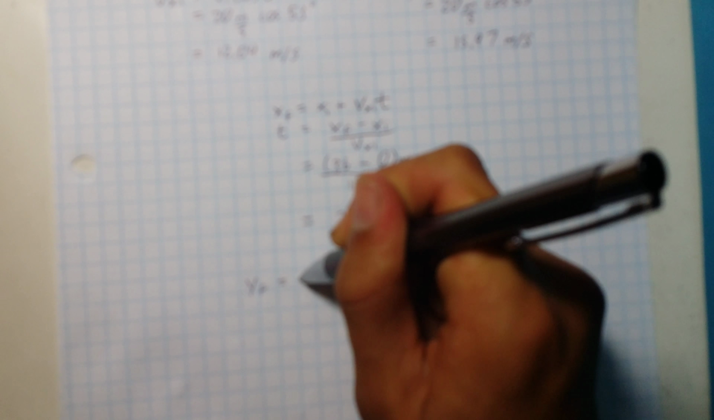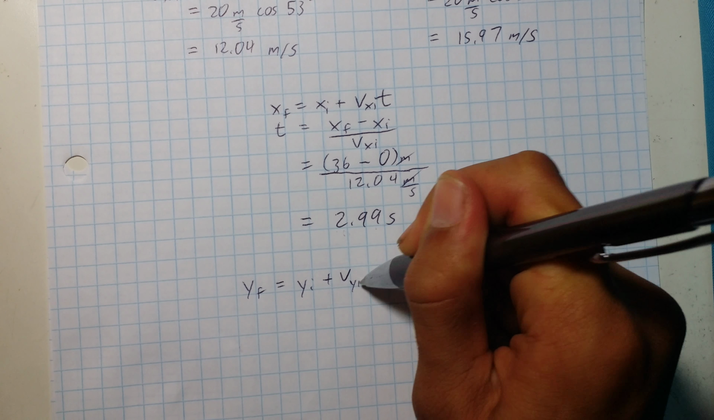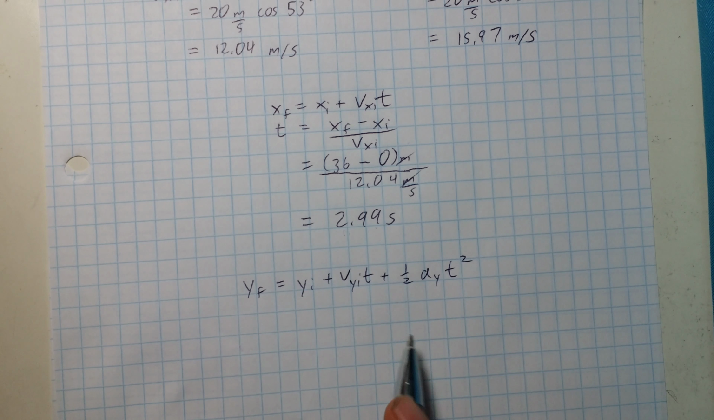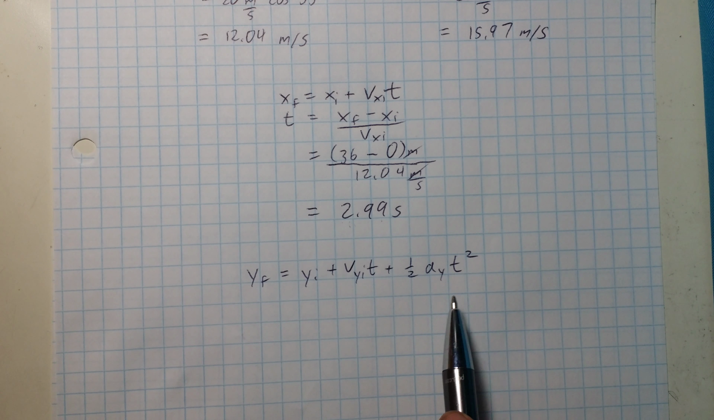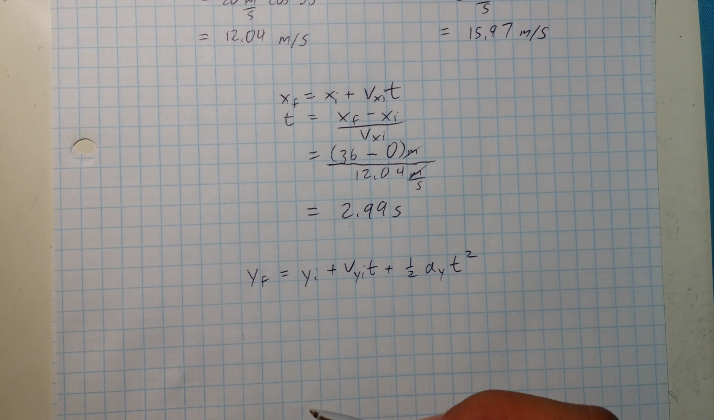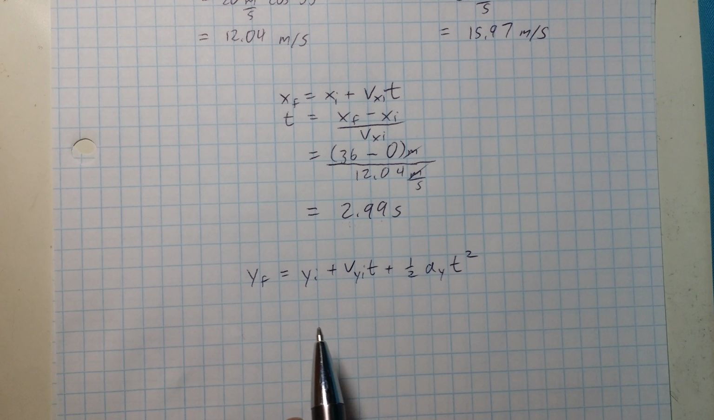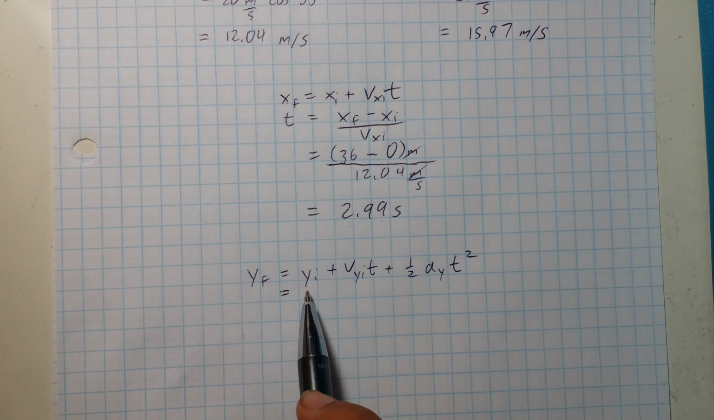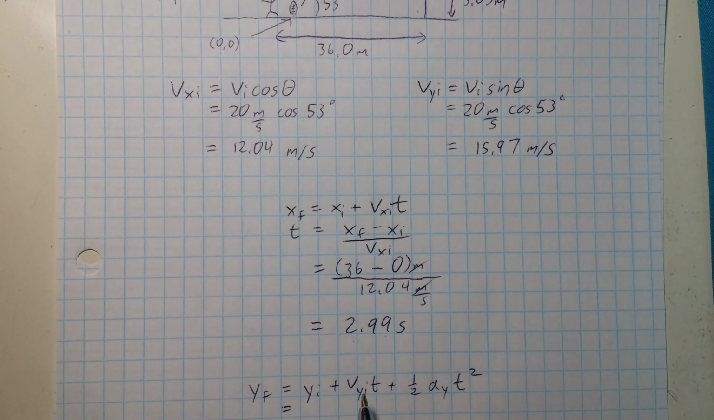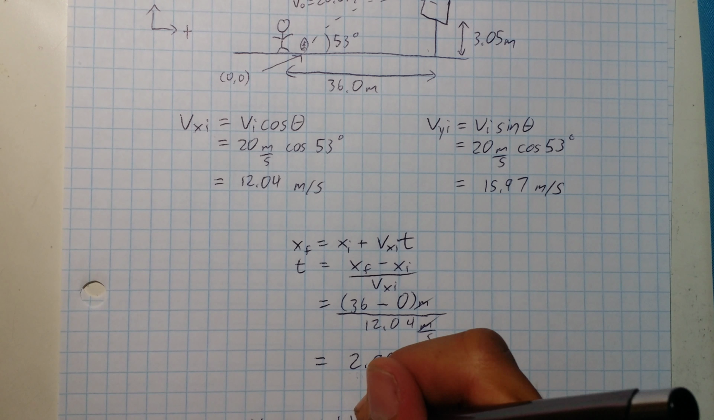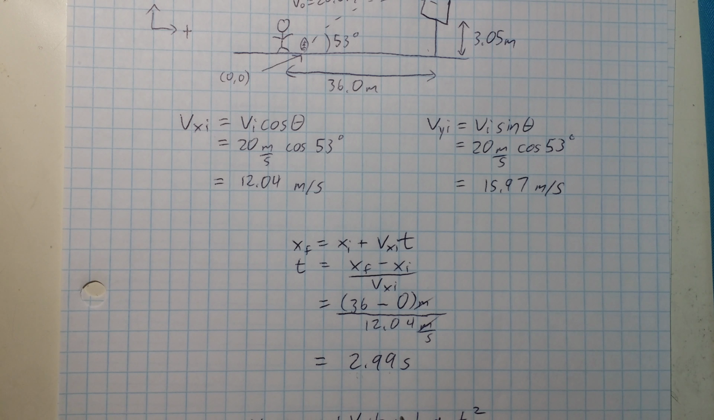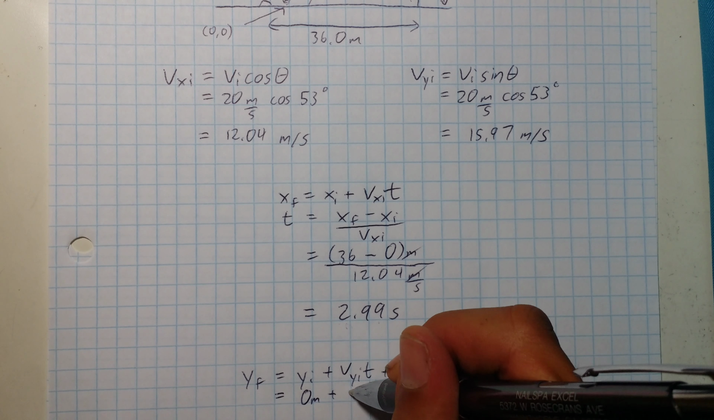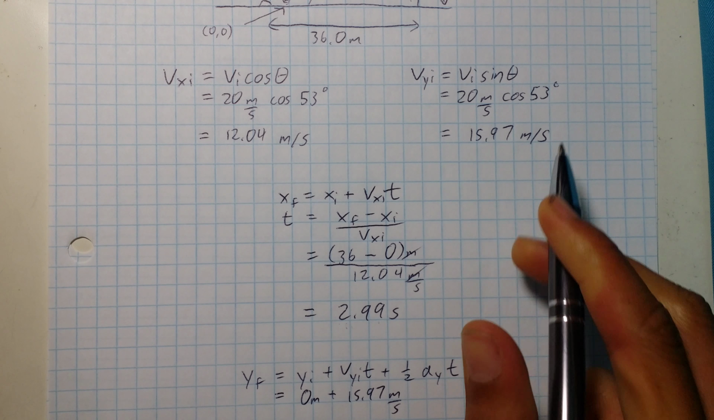Y final is equal to y initial plus velocity times time plus half acceleration times time squared. Since we're dealing with the y component, we have to factor in gravity, which is the acceleration. So we can just start plugging in numbers at this point. Our y initial is 0, since that's just where the ball started. Our velocity in the y direction is 15.97 meters per second, which we calculated up there.